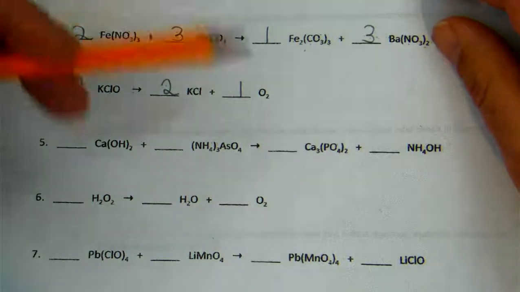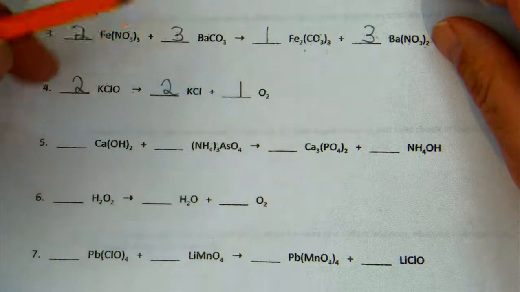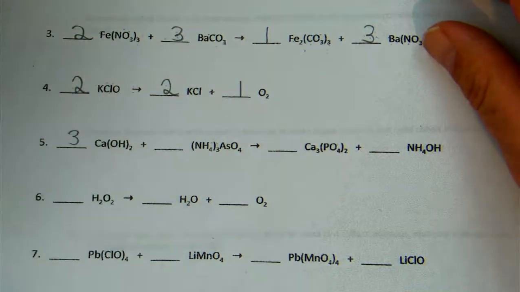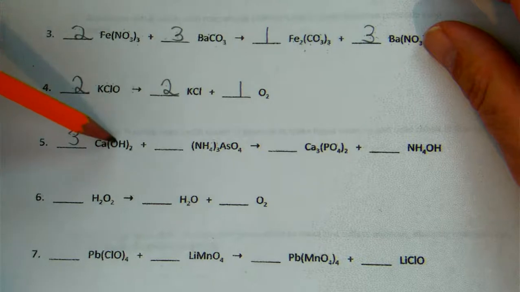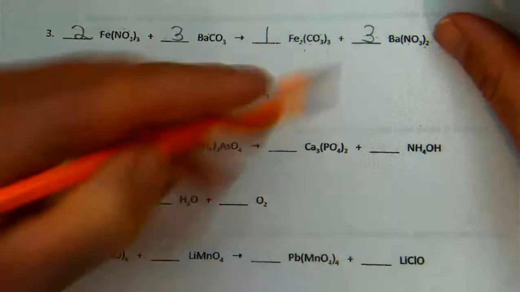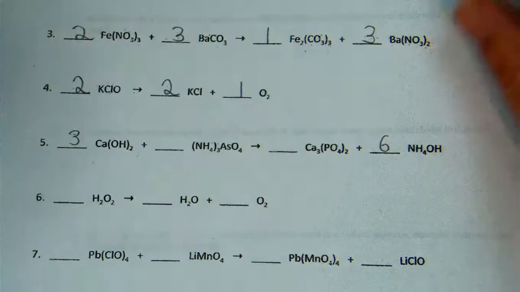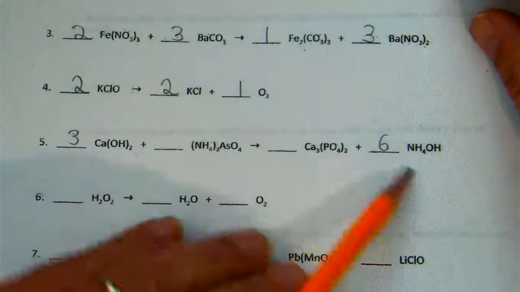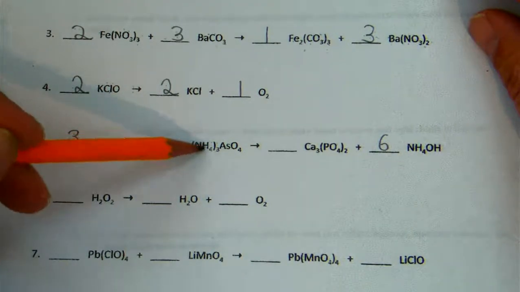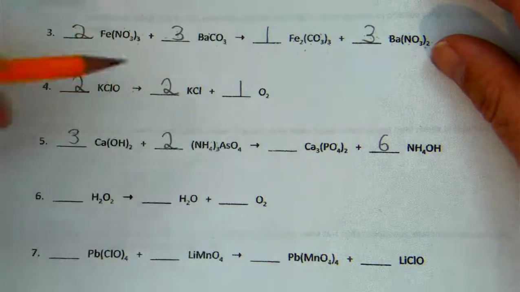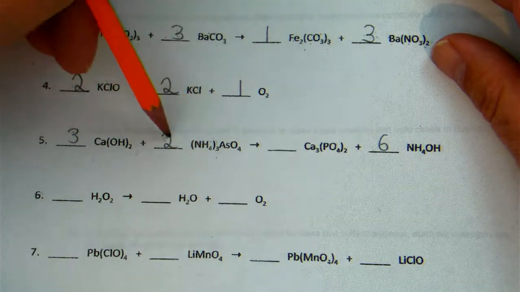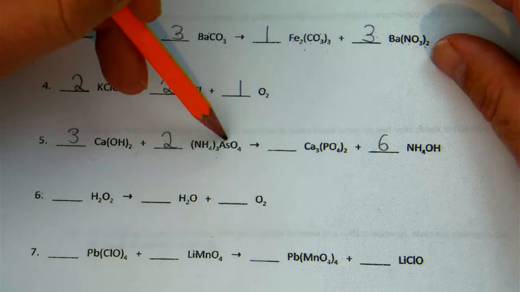Now to balance it, I see I have 3 calciums on the right, so let's start off with 3 calciums on the left. That gives me 6 hydroxides on the left. I only have 1 hydroxide on the right, so let's bump that all the way up to 6. That gives me 6 ammoniums on the right. I only have 3 on the left, so let's double that and make it 3 times 2 is 6 ammoniums on the left. That gives me 2 arsenates on the left.